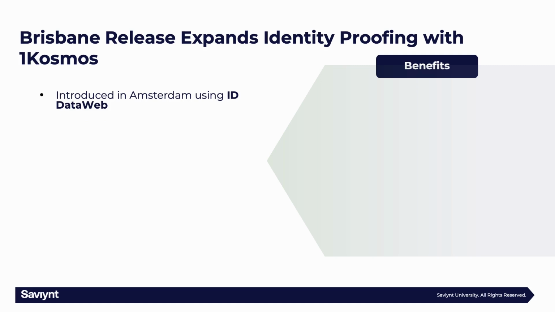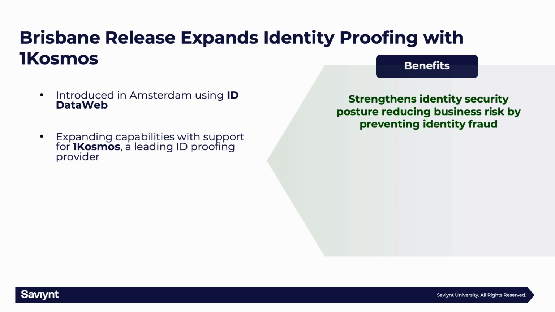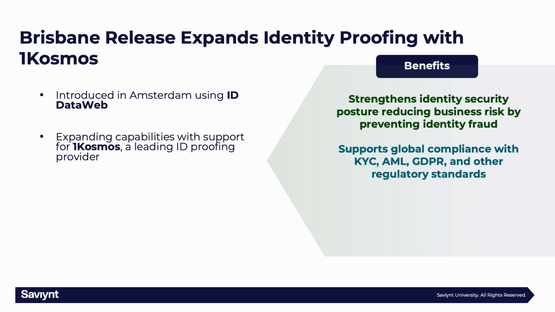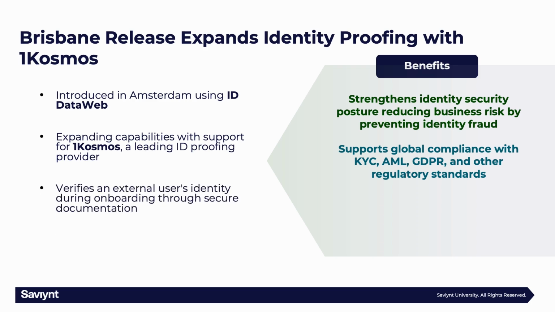Identity proofing was first introduced in the Amsterdam release with support for ID data web. Now with the Brisbane release, we're expanding that capability to include a new trusted vendor, OneCosmos. This matters because OneCosmos brings advanced verification tools that help reduce identity fraud and support compliance with global standards like KYC, AML, and GDPR. Using official documentation, organizations can securely verify the identities of external users during onboarding.